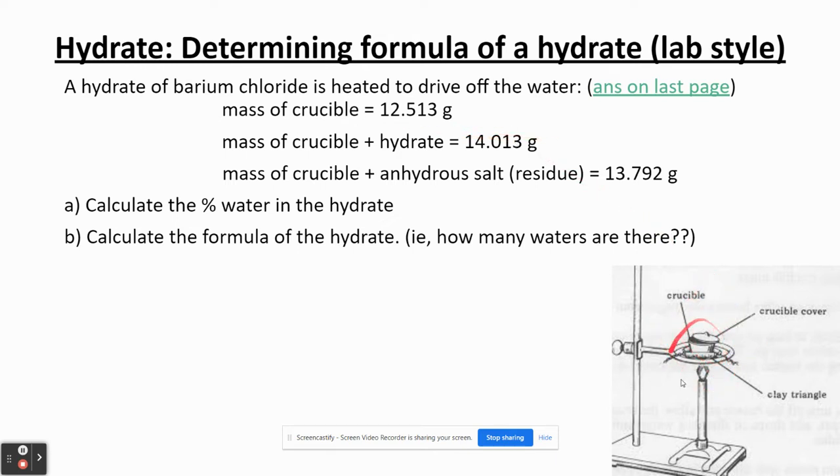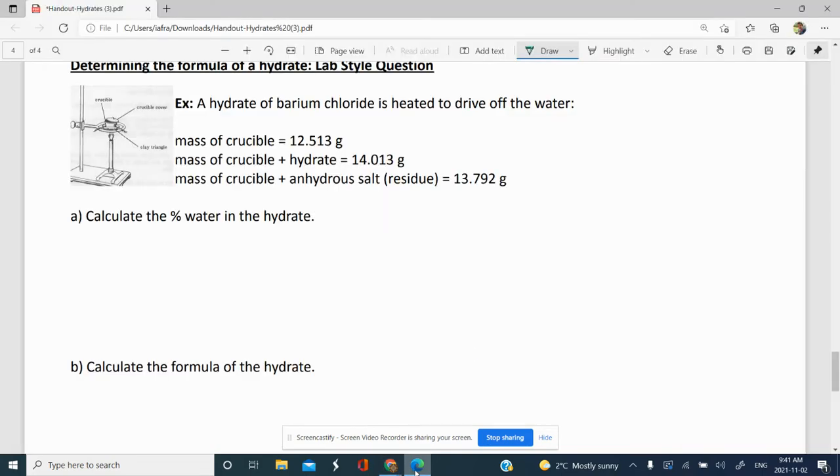But essentially what you do after is you heat up the hydrate. There's a crucible cover on it too, so you can prevent splashing of the hydrate. But you heat it up until it's fully heated and all the water comes out. So you have to wait a sufficient amount of time based on the procedure provided. And then you reweigh the crucible and what's left over, and you'll notice that there's a difference in their mass. And so you have to use this information to figure out things like the percent of water in the hydrate, and also calculating the formula for the hydrate. So let's go take a look at how to do that. We'll go to our handout and work on this problem together.